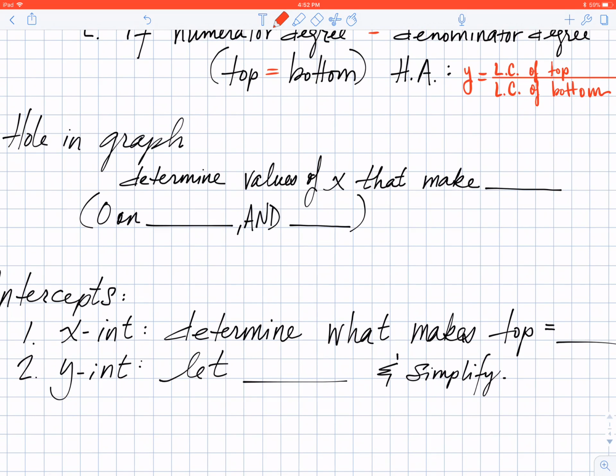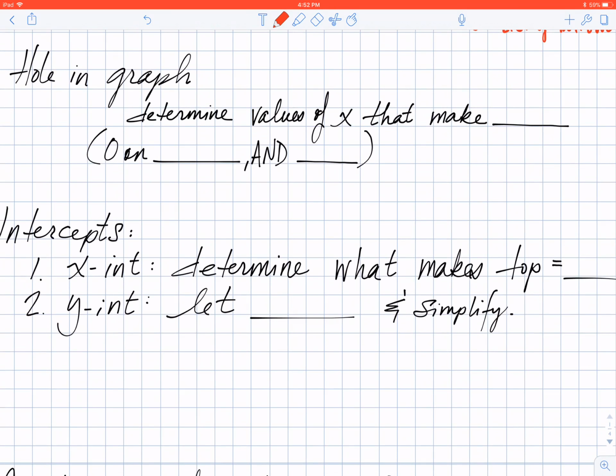Next, how do you find a hole in the graph? You want to determine the values of x that make a 0 on top and on bottom. What makes a 0 on top at the same time that it makes a 0 on bottom?